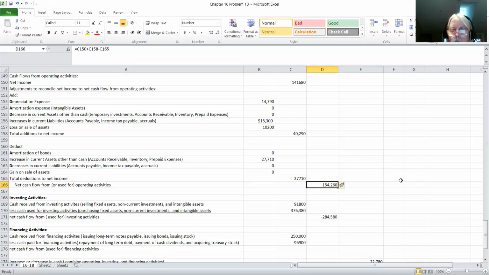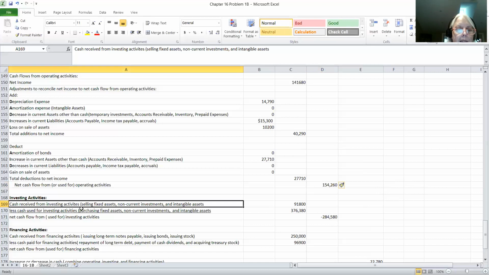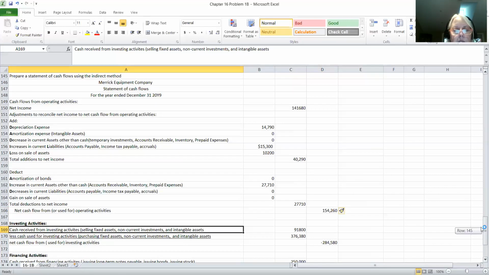Okay, now that's correct. And then we're going to do the investing activities section. Our cash received from investing activities comes from the selling of fixed assets or non-current investments or any intangible assets if we have any. What we did is we sold some of our non-current investments.